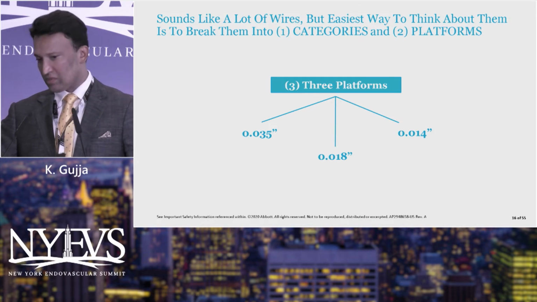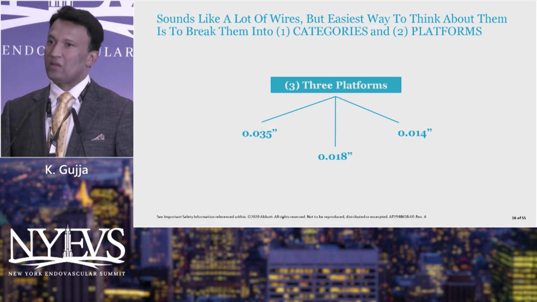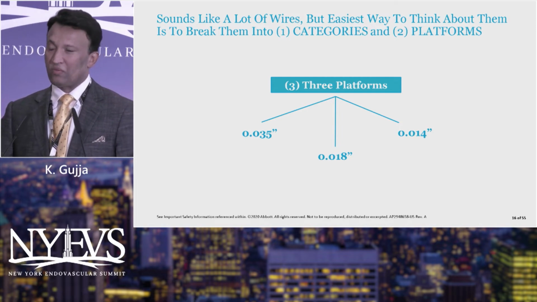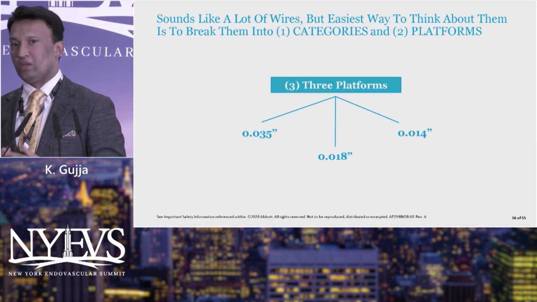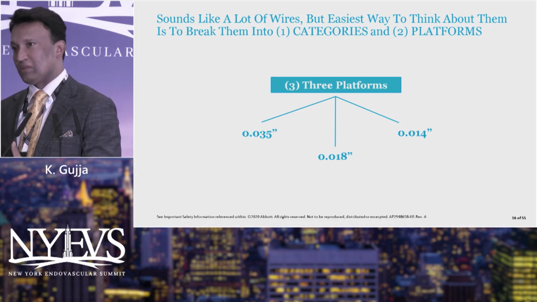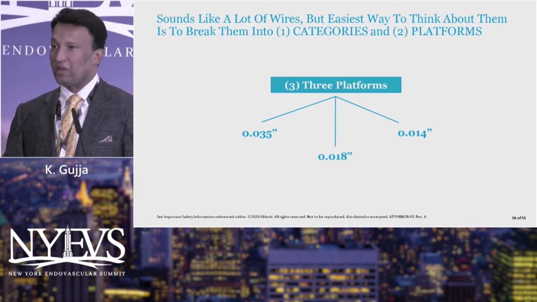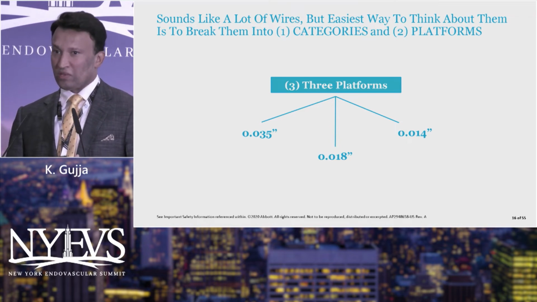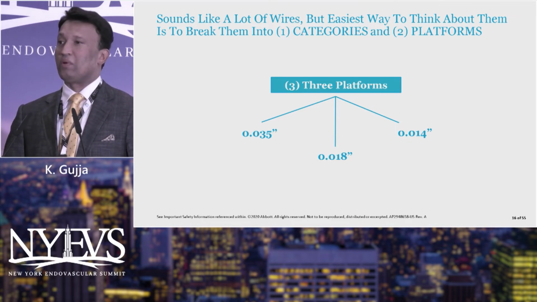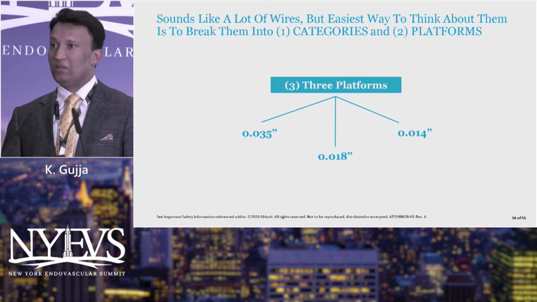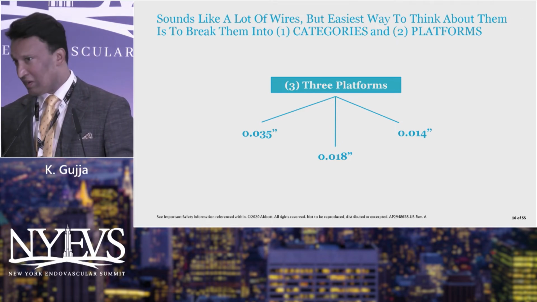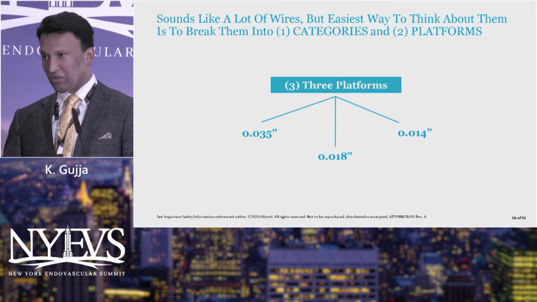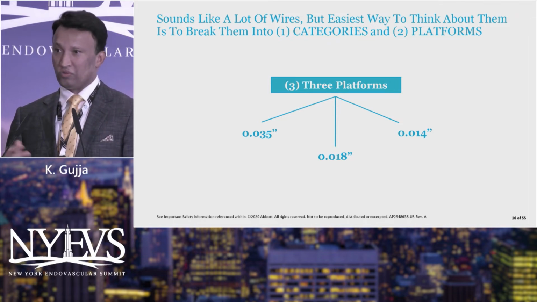So 3 platforms, and every platform, every wire has its own use. Again, 035 wires and 018 wires are more localized to the iliacs, SFAs, and popliteals. Personally, I would never use an 035 wire in a tibial. I think it depends on your training and everything, but I would recommend never to use an 035 wire in a tibial. I never even use an 018 wire in a tibial. That's my style. But again, it depends on your training and who is training you, who's your mentor.